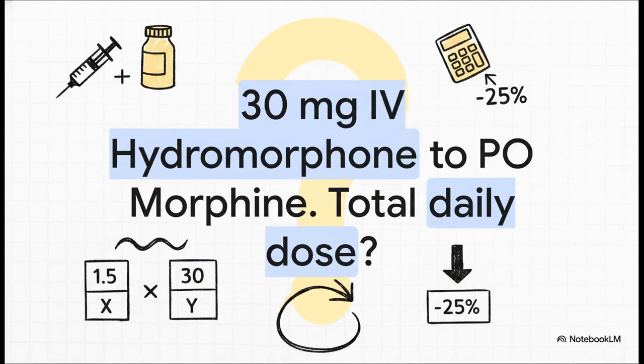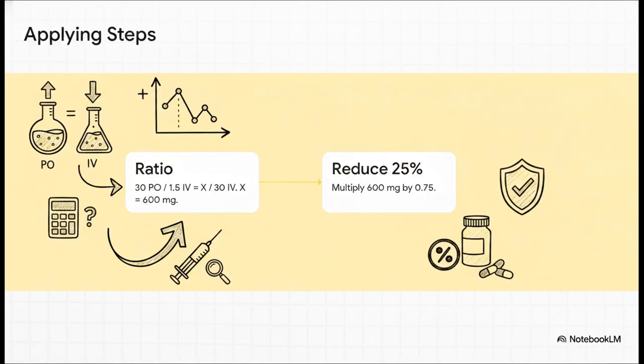Let's lock this in with a comprehensive practice case. A patient on 30 milligrams of IV hydromorphone per day is switching to PO morphine. We need to reduce the calculated dose by 25% for cross-tolerance. What is the final, safe, total daily PO morphine dose? Pause the explainer right here. Use the 1.5 to 30 ratio we talked about, cross-multiply for your 24-hour total, and then apply that crucial 25% safety reduction. Let's see how you did.